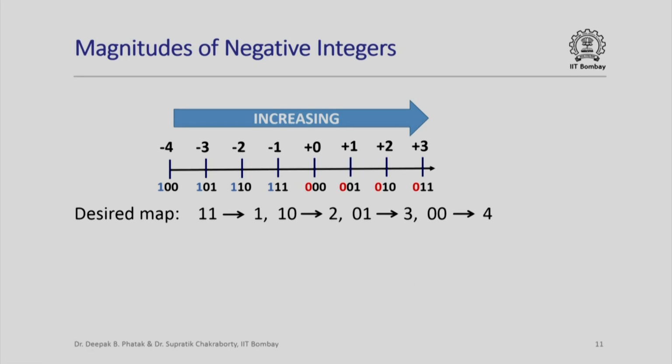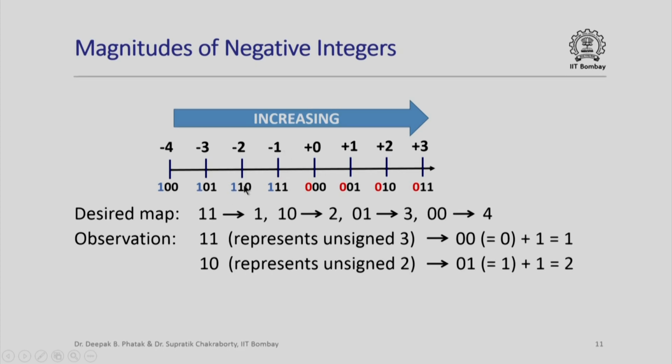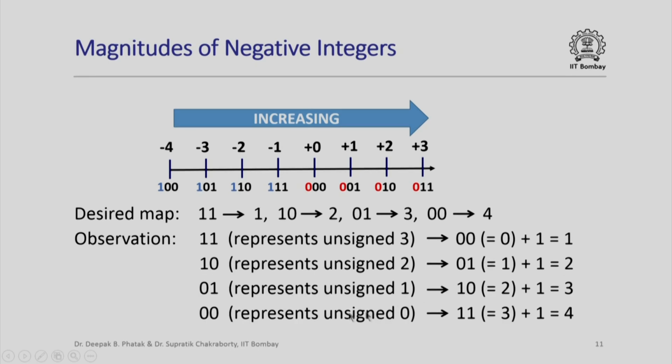Yet another way to think about this is to say that you look at 1 1, which represents the unsigned integer 3, flip all the bits, you get 0, and then you add 1 to it, and that gives you the magnitude that you want it to represent. You look at 1 0, which represents the unsigned integer 2, but you want it to represent 2, so flip all the bits, you get the unsigned integer 1, then add 1 to it, you get 2, and so on.